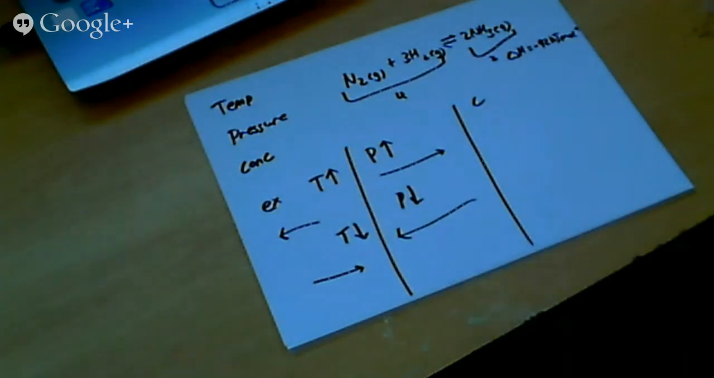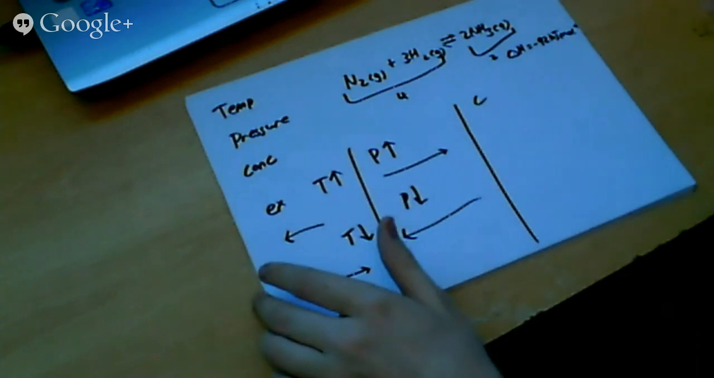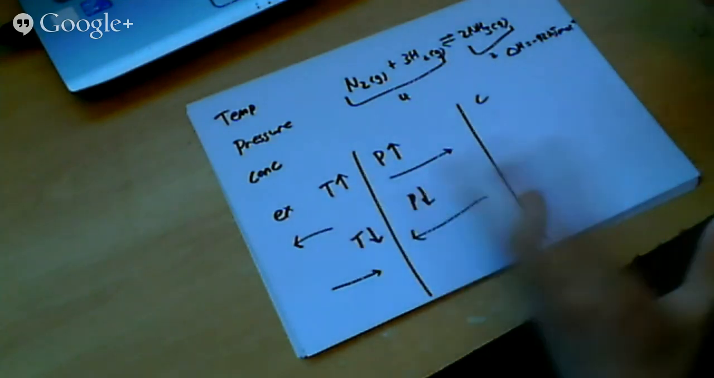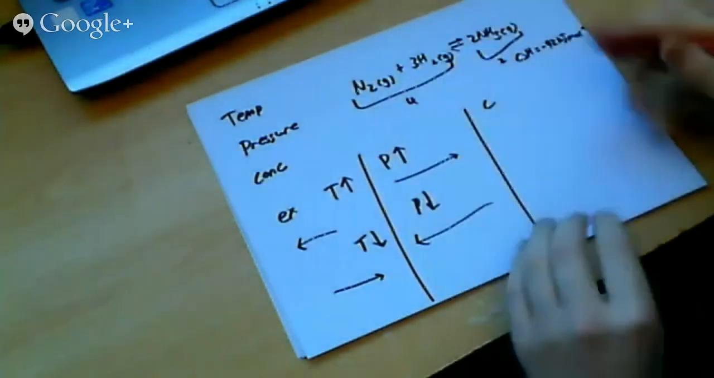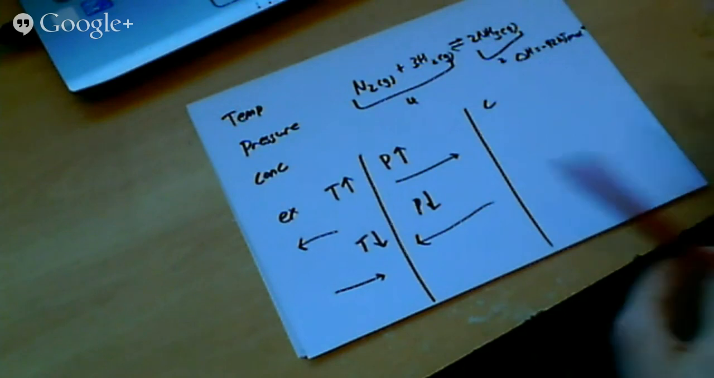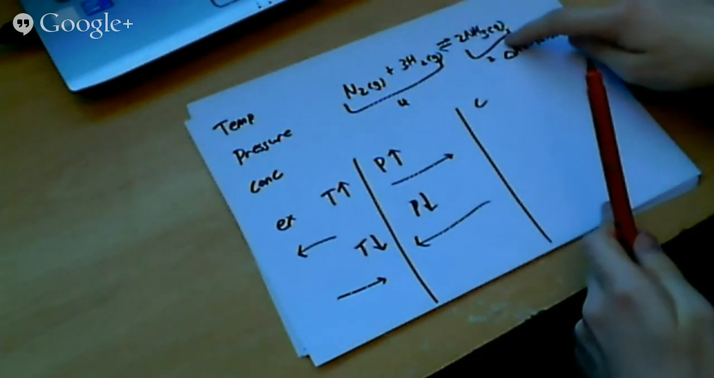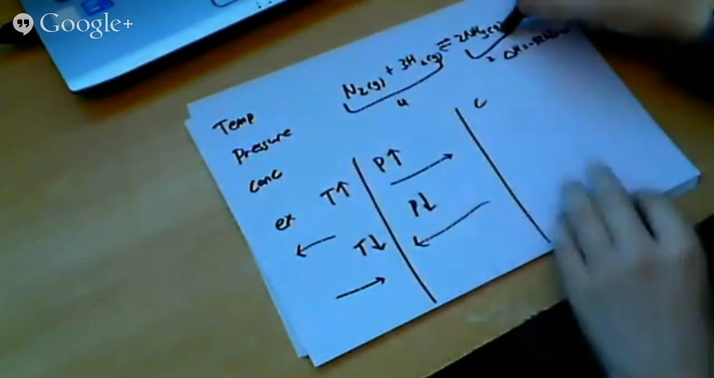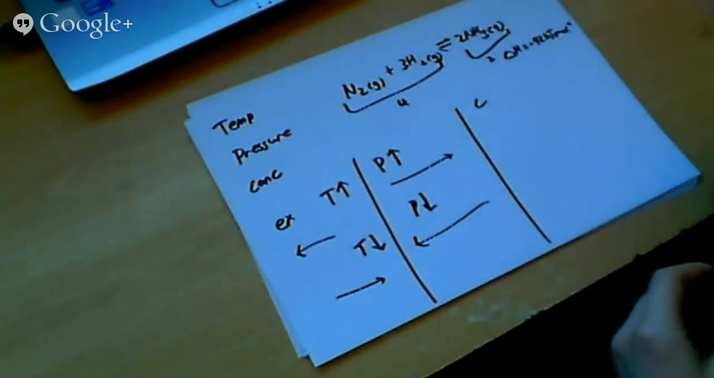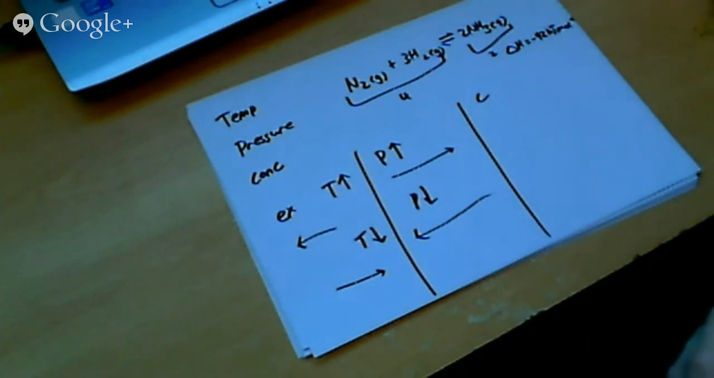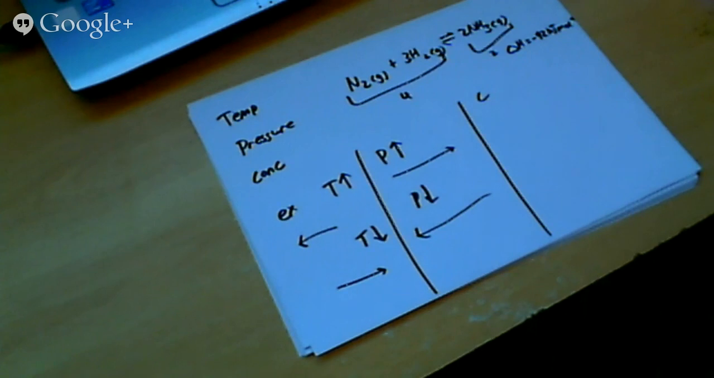Then concentration. If you increase the concentration of, let's say, the products, you'll get more reactant, because it will want to minimize the change in products. If you increase the reactant, you get more product. If you increase the product, you get more reactant. So whatever you increase the concentration of, you get more of the other. So I hope that helps.